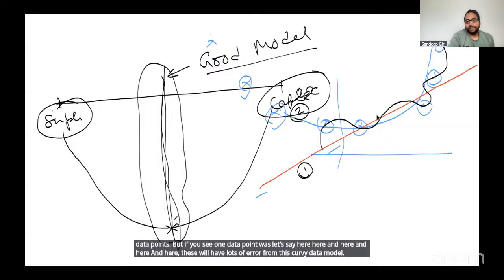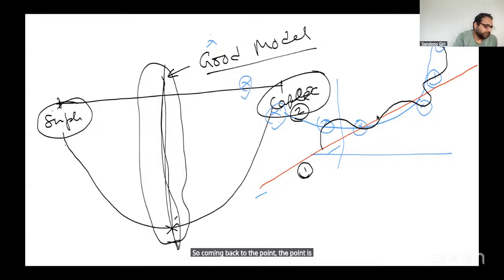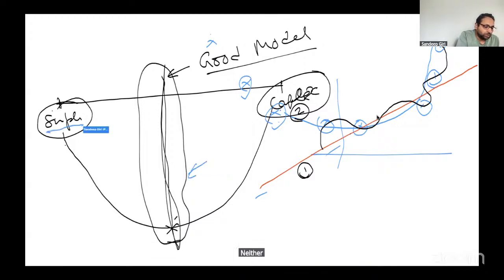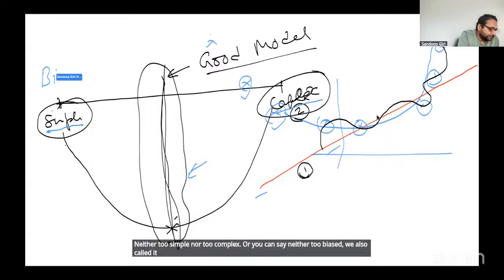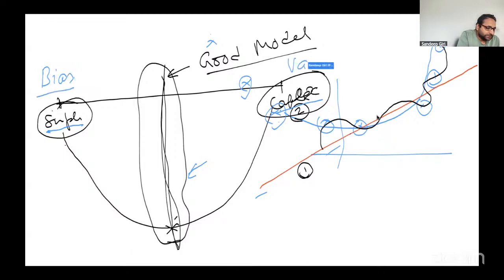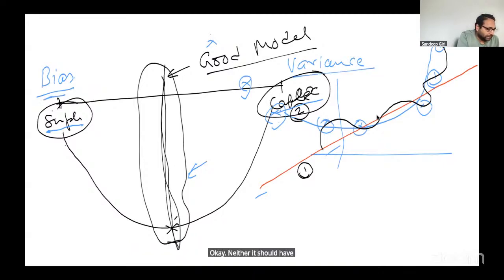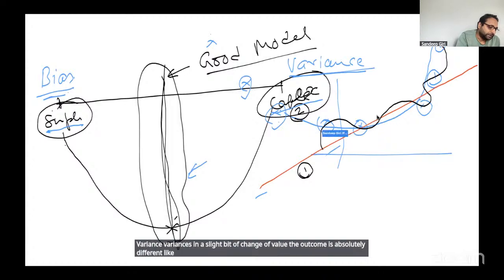So coming back to the point, the whole of machine learning is about finding a good model, neither too simple nor too complex. Or you can say neither too biased, nor with too much variance. Variance is when with a slight change of value, the outcome is absolutely different. Like for example, from here to here, we went left and it gave error.